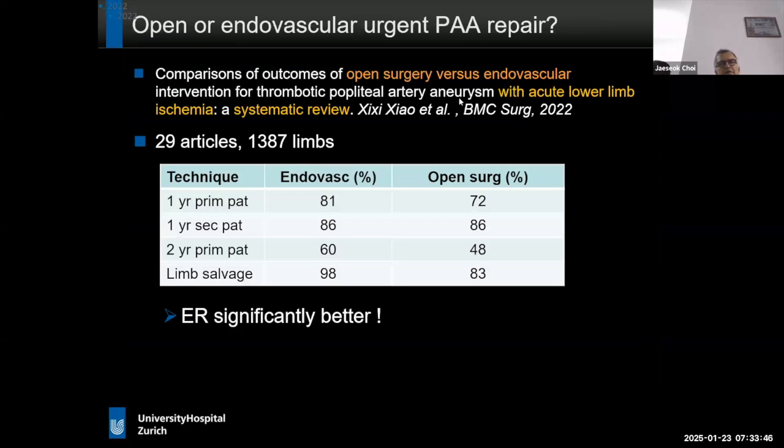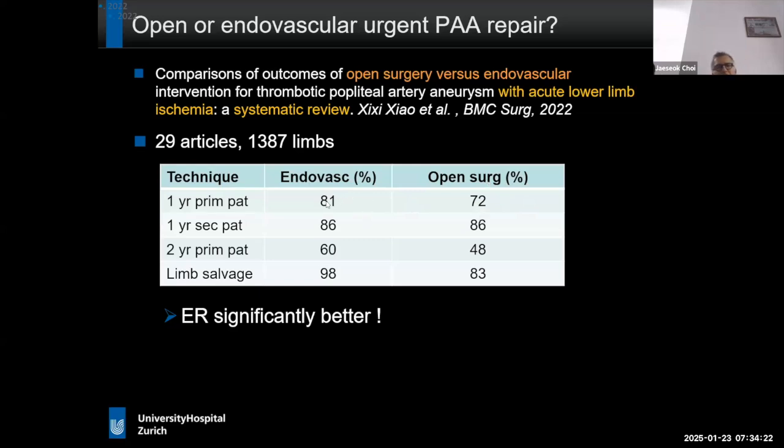If we look at currently, it's an article, a review made by Chinese colleagues recently. The outcomes of open surgery versus endovascular intervention for thrombotic popliteal artery with acute lower limb ischemia. The endovascular technique, they use different techniques for lysis and so on, outperforms the open surgery technique, which consists of a popliteal bypass or popliteal distal bypass.